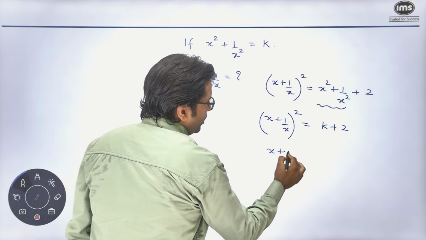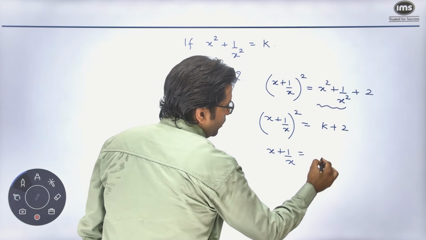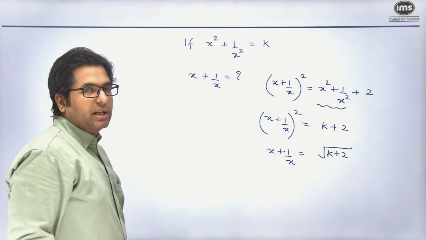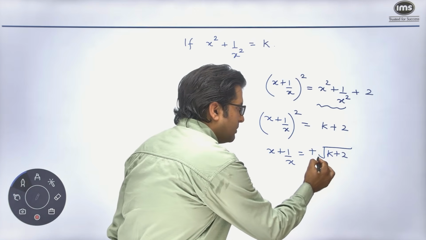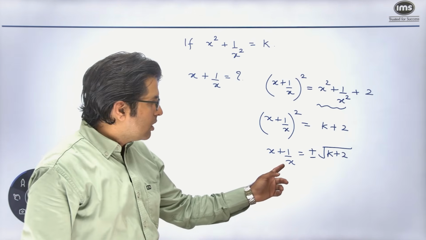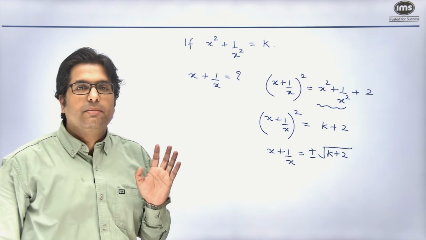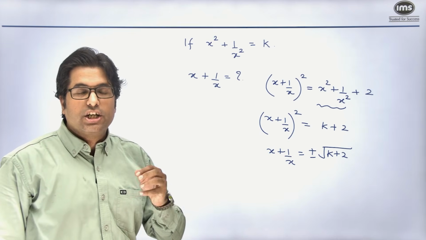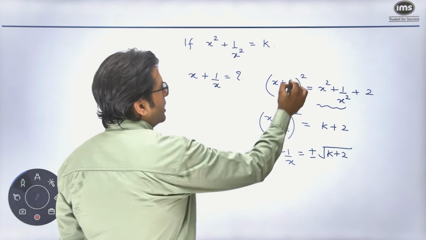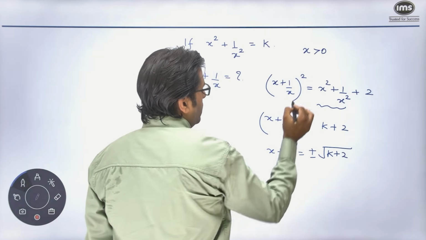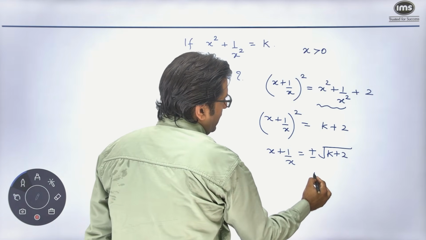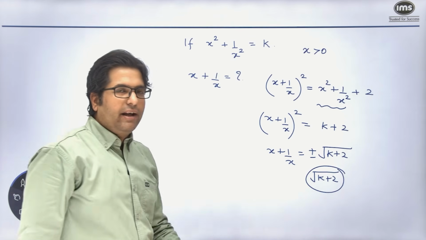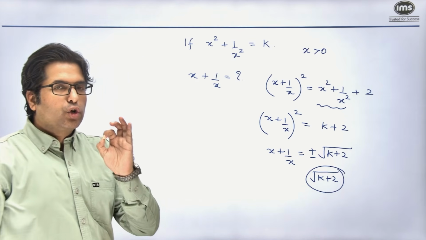So if I take the under root, I'll get x plus 1 by x is equal to under root of k plus 2. And if I have to be mathematically correct, I need to apply a plus minus outside this under root, because then I can have two possibilities, plus minus under root of k plus 2. But in most of the questions of this nature, especially in CAT, you will be given a condition that x is greater than 0. And if that is the case, we will typically take under root of k plus 2 as a formula to remember by default. So should be pretty easy.